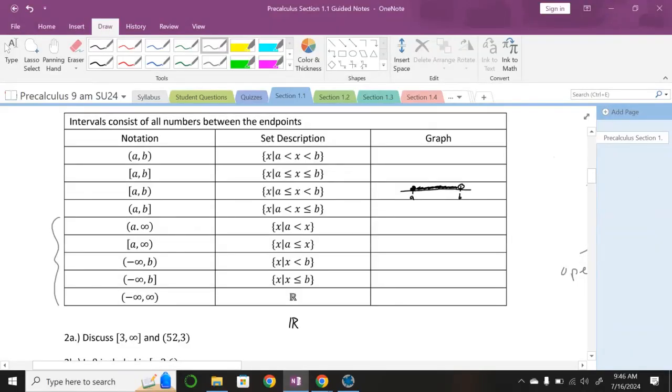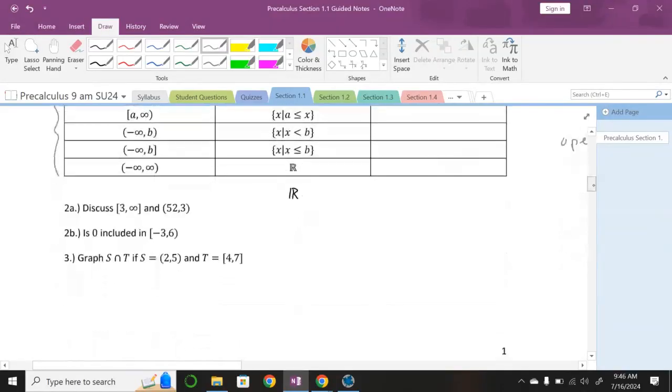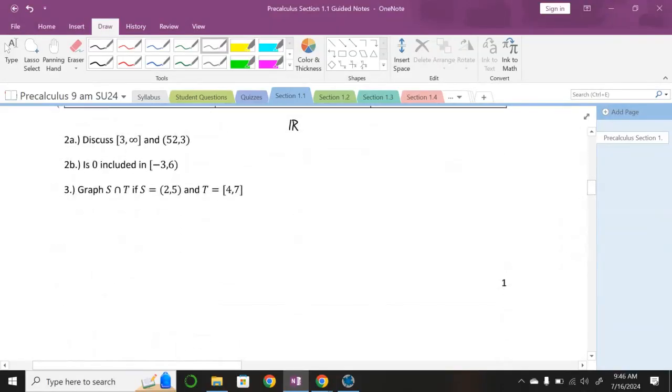All right. So let's talk about these three. This we actually just talked about. So this is just wrong. We just talked about that. So never bracket. Whoops.